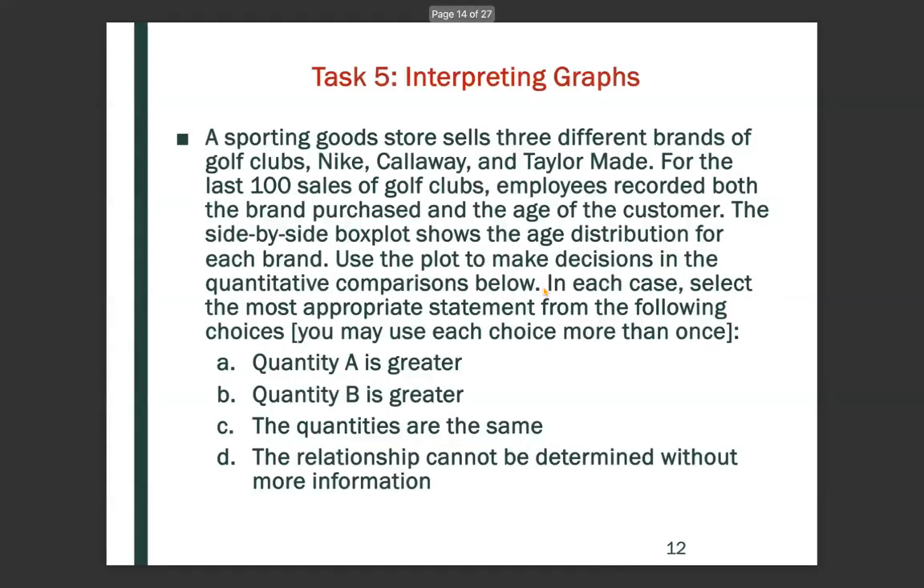Okay. Task 5. A sporting goods store sells 3 different brands of golf clubs: Nike, Callaway, and TaylorMade. For the last 100 sales of golf clubs, employees recorded both the brand purchased and the age of the customer. The side-by-side box plot shows the age distribution for each brand. Use the plot to make decisions in the quantitative comparison below. In each case, select the most appropriate statement from the following choices. You may use each choice more than once, so we'll have to decide whether quantity A is greater, quantity B is greater, the quantities are the same, or if the relationship cannot be determined without more information.